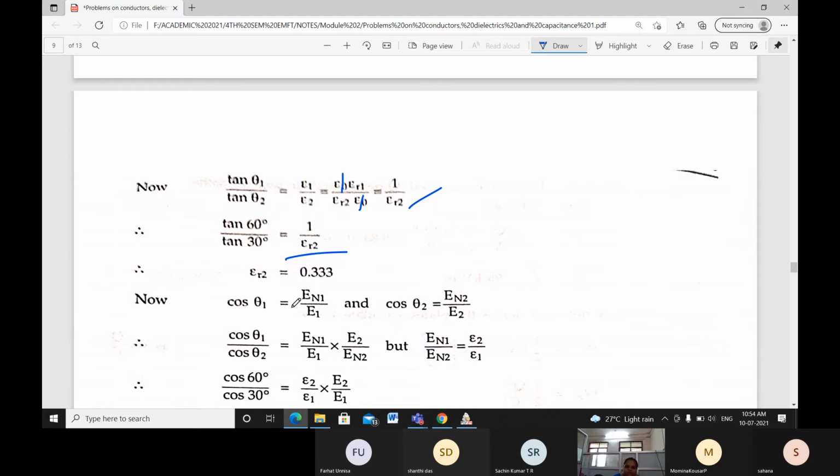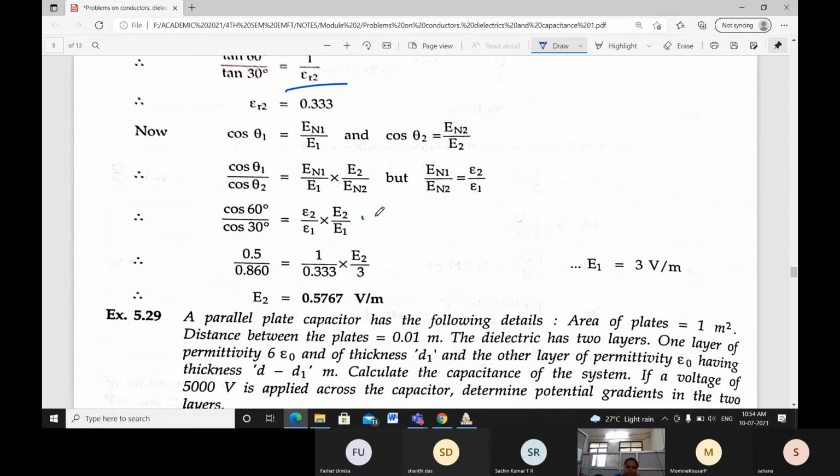Then cos theta 1 is En1 divided by E1. Then cos theta 2 is En2 divided by E2. Then dividing these two, cos theta 1 divided by cos theta 2 is going to be En1 divided by E1 into E2 divided by En2. But En1 to En2 is what? εr2 divided by εr1. That you substitute here. Then go for your angle substitution.